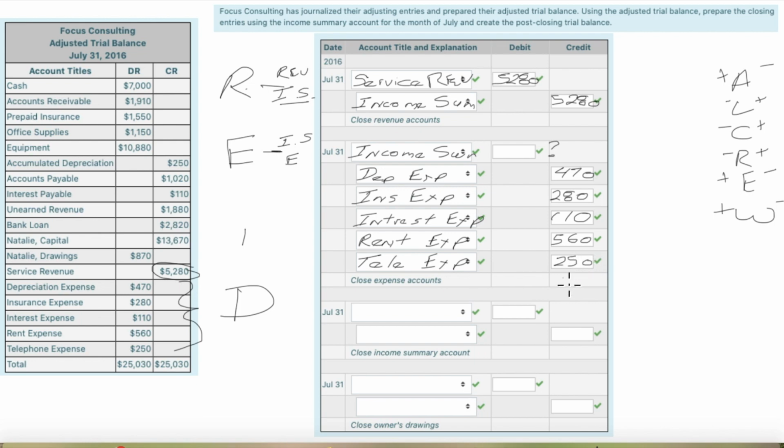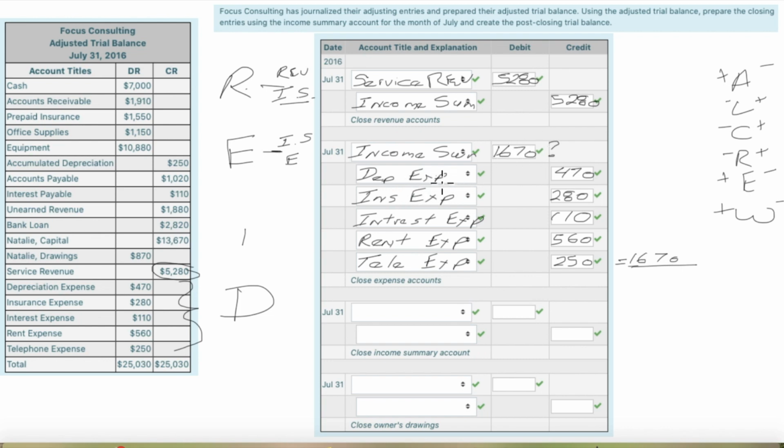If someone has a calculator, you can quickly add those up. And those would equal, check my numbers, 1670. So in order to zero that out, right, we have to take that into a minus, or decrease it, sorry. So our income summary account in this case will be 1670 on the debit side, because debits go first, right?